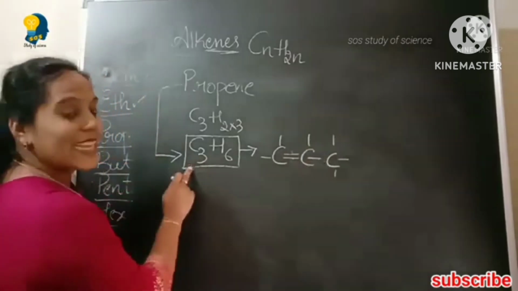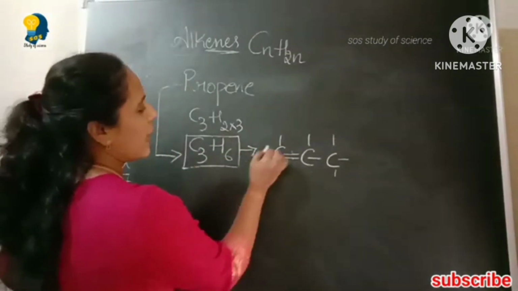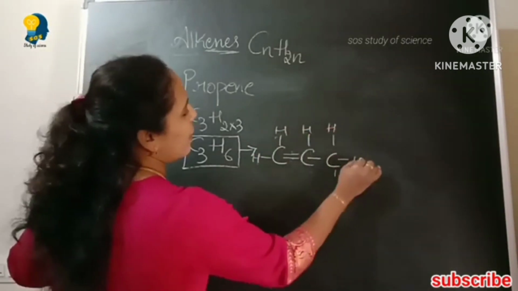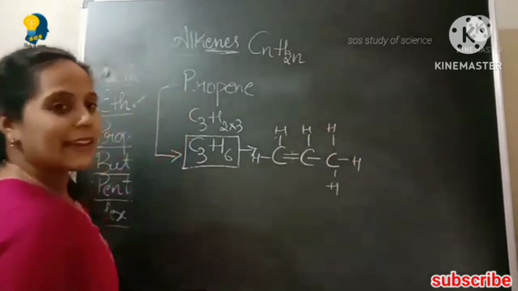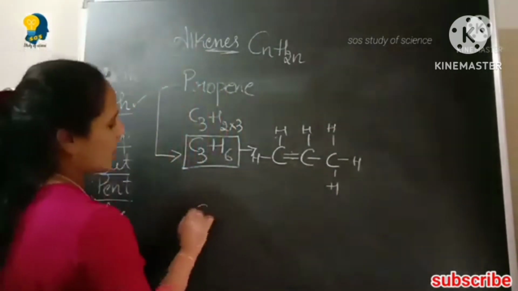So our C3 with alkene is done. Now we are left with 6 hydrogen atoms. You can see 1, 2, 3, 4, 5 and 6. This is how we write the structural formula for propene. Okay, so now it's time to write the electron dot structure.